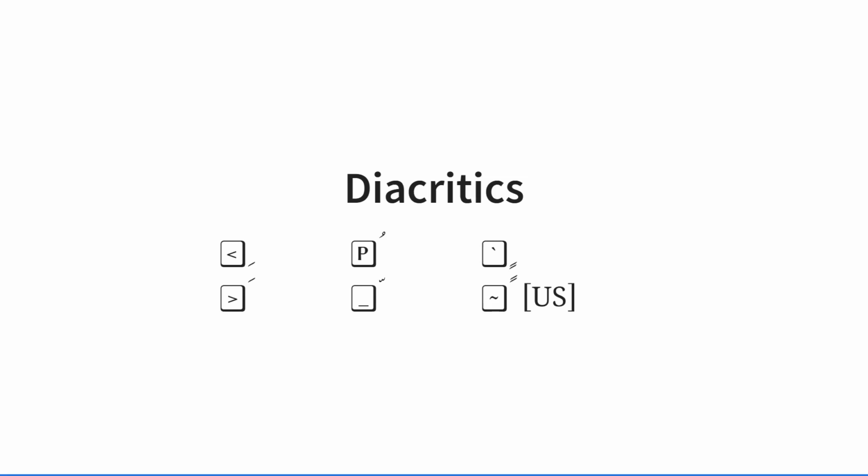Congratulations, you've reached the sixth and final group, diacritics. There is some logic to some of these. Capital P for Pesh kind of makes sense, for example.